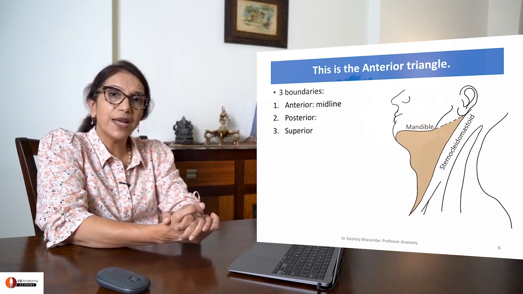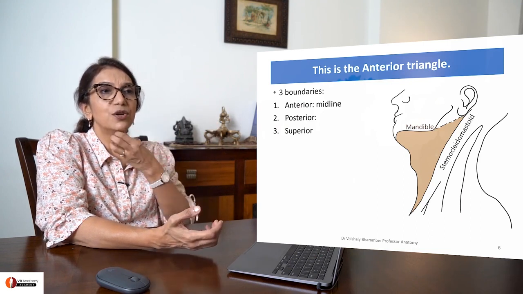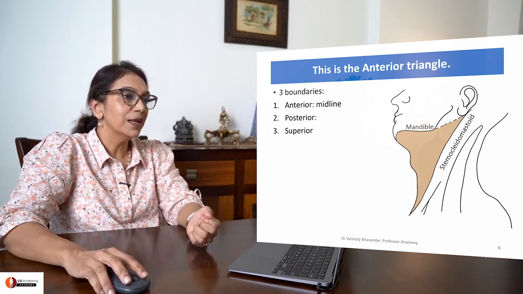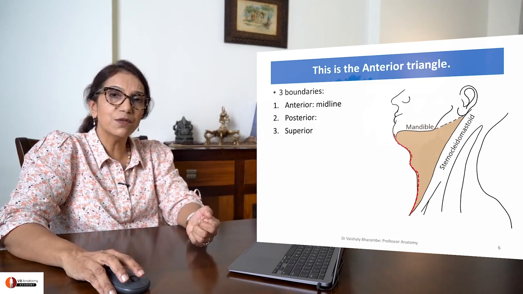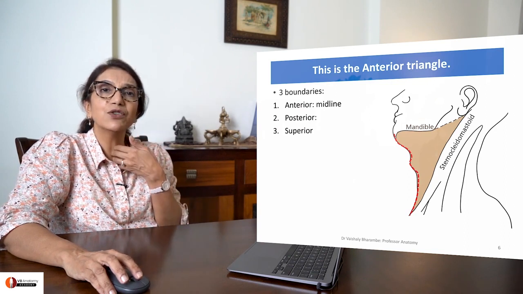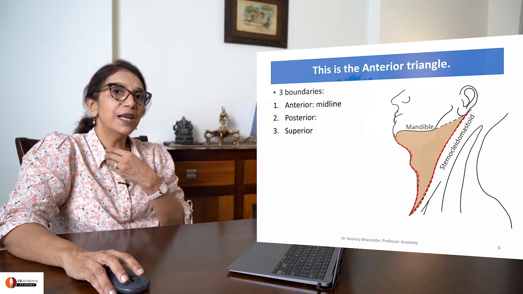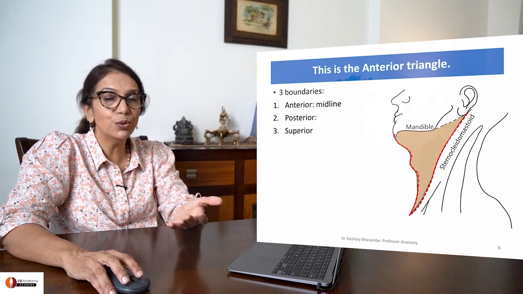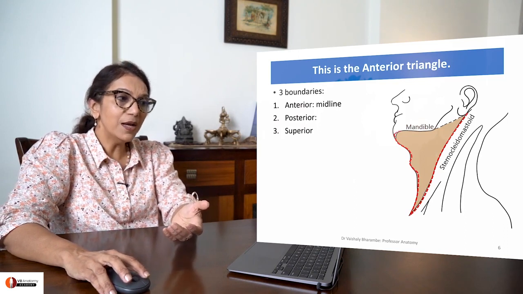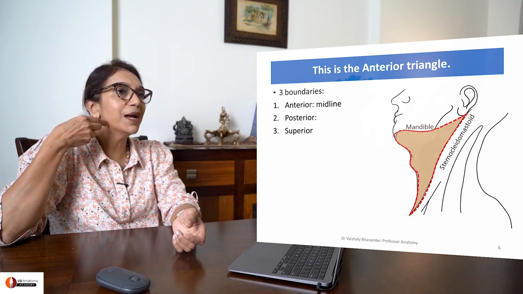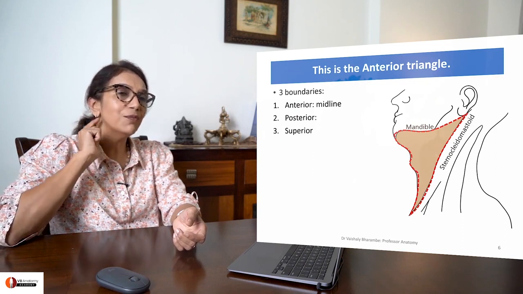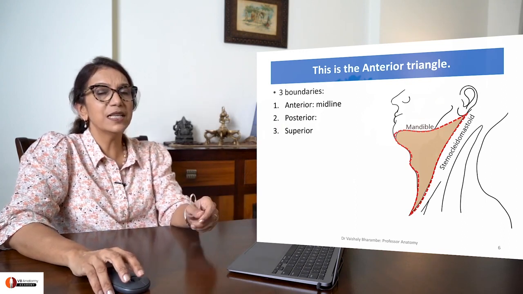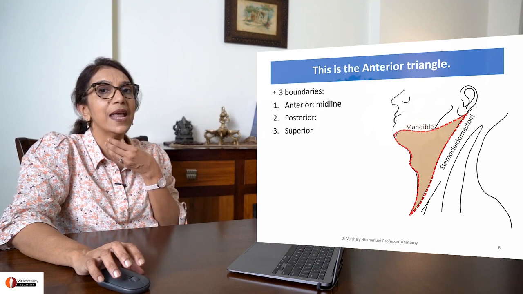So, carotid triangle, we begin by bringing our attention to the anterior triangle. Where is the anterior triangle? Let's take a look. The anterior triangle is a triangular space which is bound anteriorly by the midline structures in the neck, posteriorly by the anterior border of sternocleidomastoid. I suggest you palpate all this on your own body as well. And superiorly bound by the lower border of mandible and a line drawn from the angle of mandible to the mastoid process.